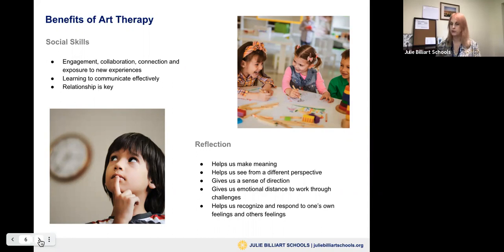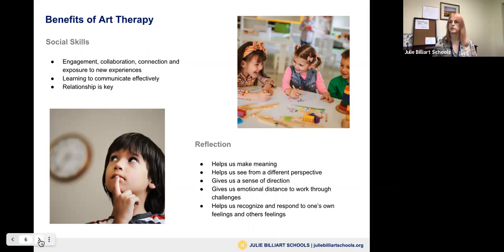It gives us a sense of direction, and gives us emotional distance to work through challenges. Certainly if you can't say it or you can't find the words, even as adults, we sometimes have trouble finding the words to express how we feel, but we can all draw it, right? Whether it's literal or whether we have to dig a little and talk about it later, we can all draw what we're feeling. We'll get to that further in the slides, as ways we do that with the kids. And it helps us recognize and respond to our own feelings and, of course, others' feelings.